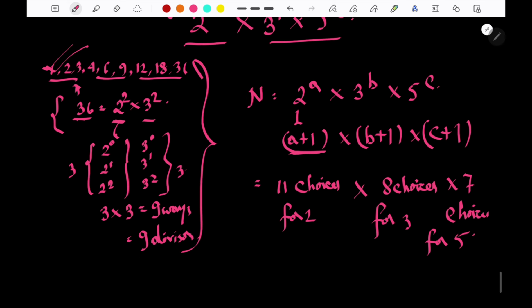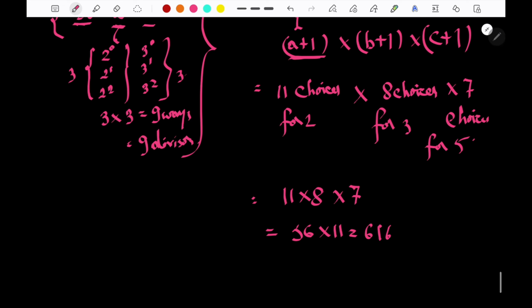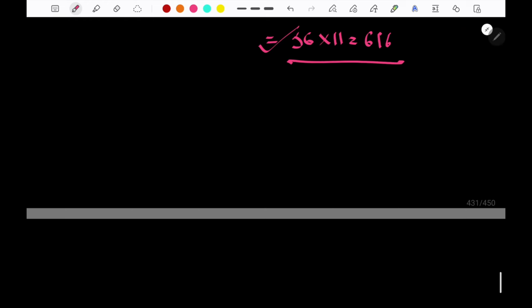Done. So basically this will be equal to 11 into 8 into 7. So this is 56 into 11. So 56 into 11 will be 616 and done. So 616 positive divisors of n. Superb. Next question says, question number 2.